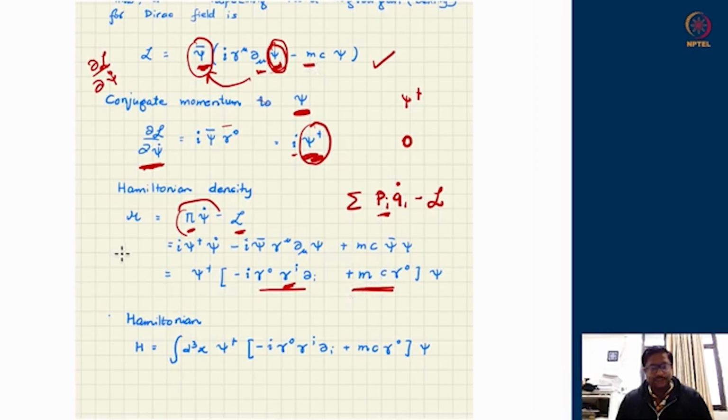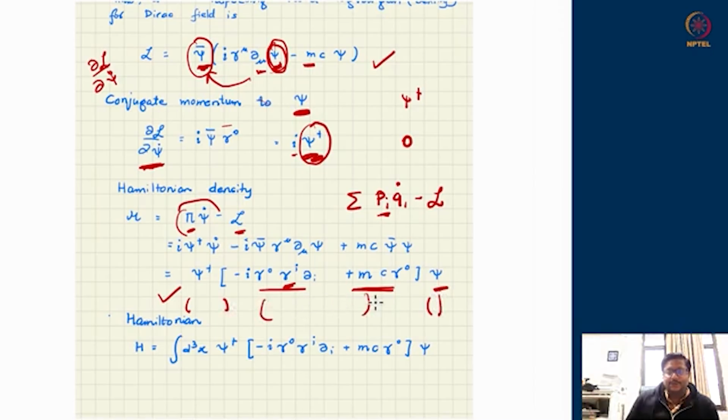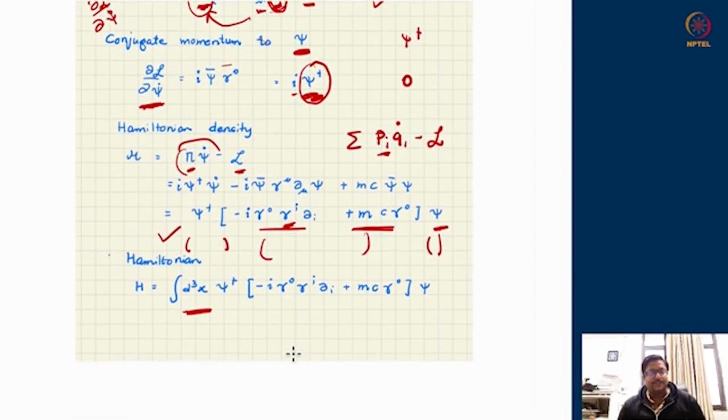So overall, the Hamiltonian density is psi dagger, spatial derivatives with appropriate gamma naught and gamma i multiplication with a minus iota factor, and the mass term with gamma naught factor, and then a psi back. So you see, this is a column matrix, this is a row matrix. Inside there are certain matrices, so ultimately you are going to get a number. The Hamiltonian density has to be a number, Lagrangian density has to be a number. And once I integrate the Hamiltonian density over all space, I will get the total Hamiltonian, just like we did for the scalar field as well.